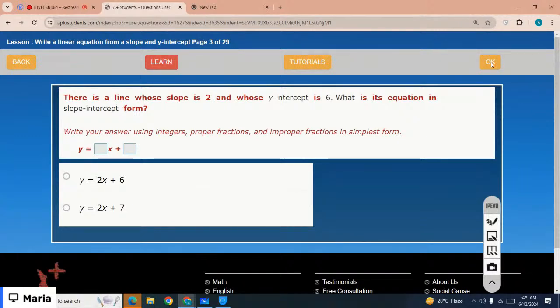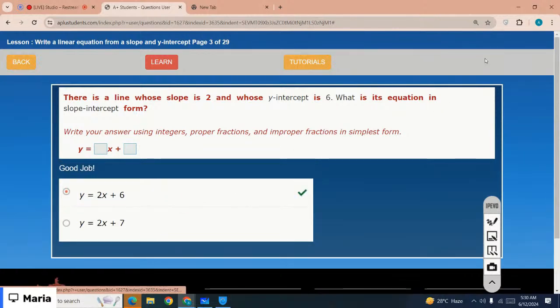There is a line whose slope is 2 and whose y-intercept is 6. What is its equation in slope-intercept form? So which is the correct option? The correct option is, yes, equation number 1 is the correct option. Y equals 2x plus 6 is the correct option.